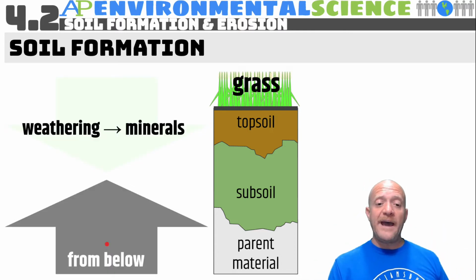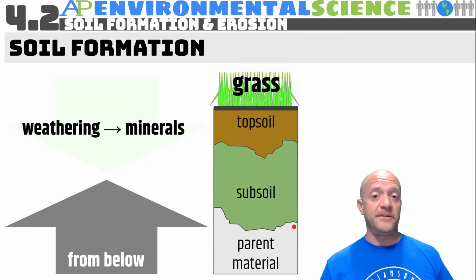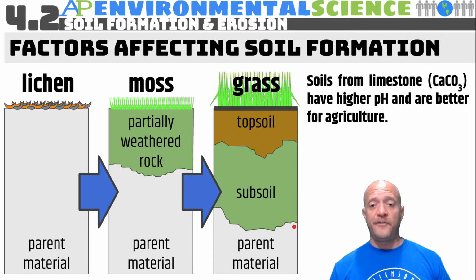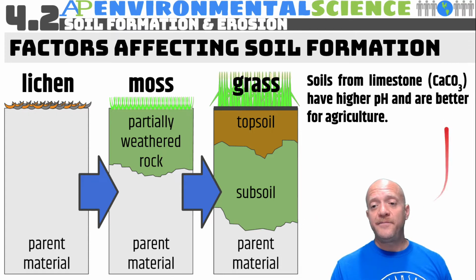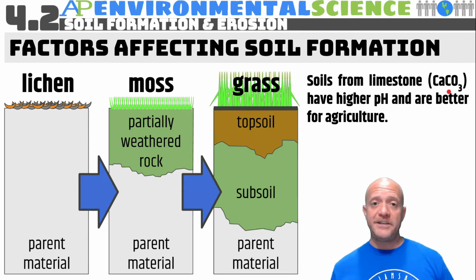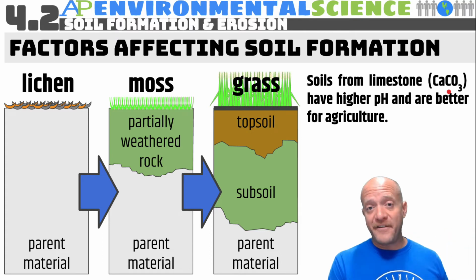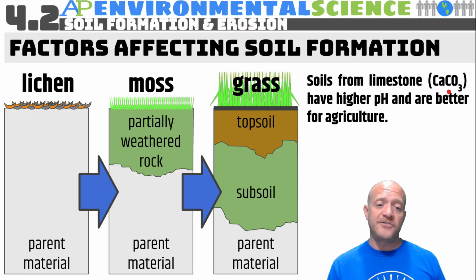From below, we have weathering, and the weathering can provide minerals that are present in the soil, the sand, the silt, and the clay. So there are factors that are affecting soil formation. One major factor, and this is the most important thing, if you have soils that come from limestone, they're going to have a higher pH. Limestone, remember, is basic, so the pH is above 7. And if you have soils that originate from limestone, it's going to be better equipped for agriculture.